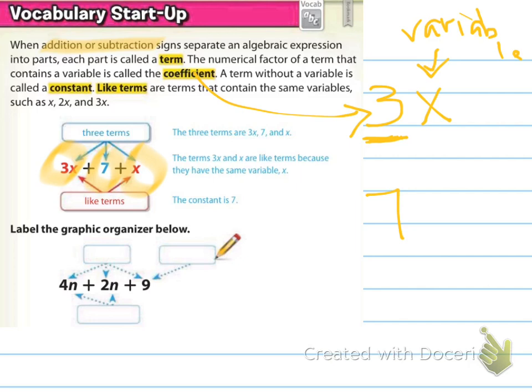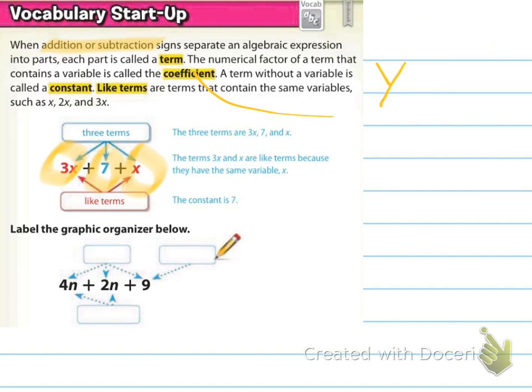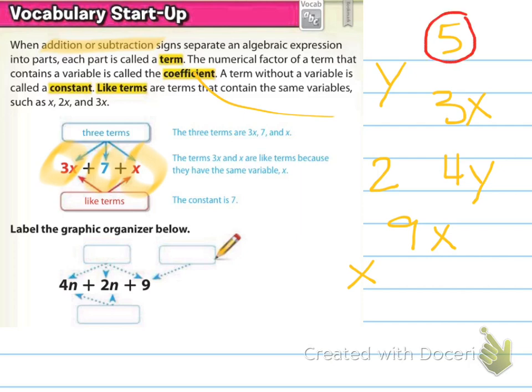So let me just give you some little examples over here so that you can think about what like terms are. I've got y, I've got 3x, I've got 2, let's say 4y, how about number 5, how about 9x, and let's do one more, how about just plain x. And so what I'm going to do is use a circle for my constants, which are my 5 and my 2. Those are like terms.